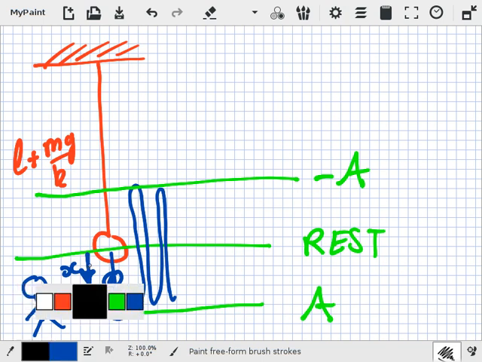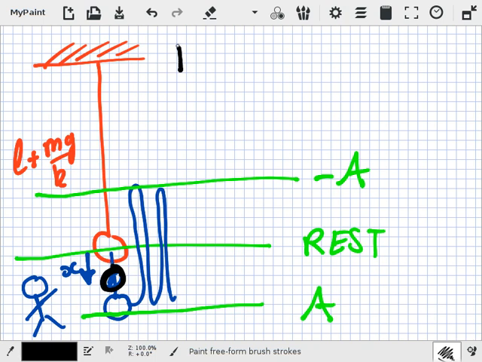Okay, let's calculate the force. How many forces are on this here? Two forces. So the total force is the force up minus the force down. What is the force up? Tension. And the force down? Mg. How do we get the formula for tension here? We use Hooke's law. So that's Kx minus mg.